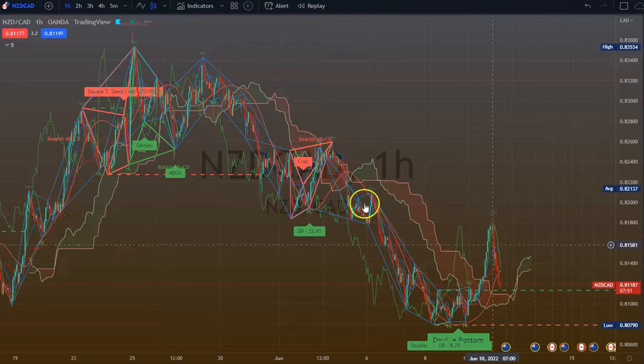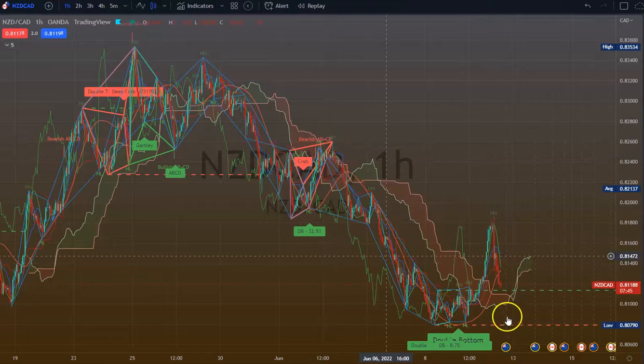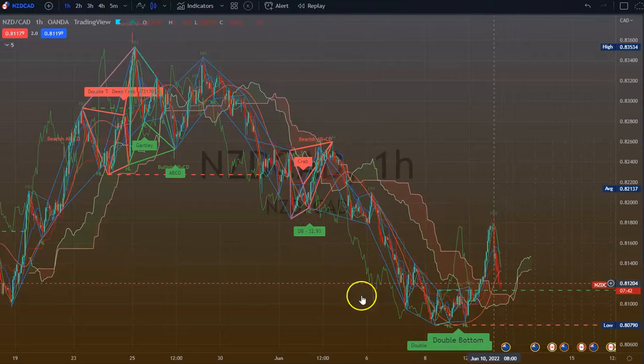NZD-CAD. What were we doing? We were shorting this. We were all the way up here, it pulled back, and then continued down. So I made a nice profit on that.